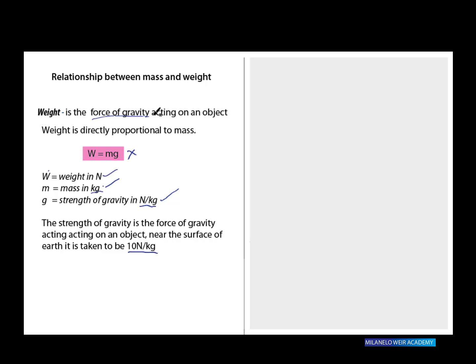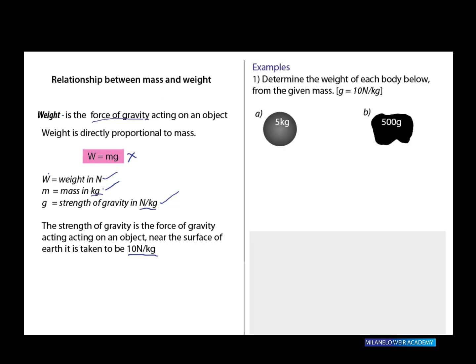So what I want us to do now is to look at the questions and solve them. That's the most important thing, for us to be able to solve questions, right? So here are our examples. Question number 1. Determine the weight of each body below from the given mass. Take G as 10 Newton per kg. We have A. We see an object of 5 kg. B, 500 grams.